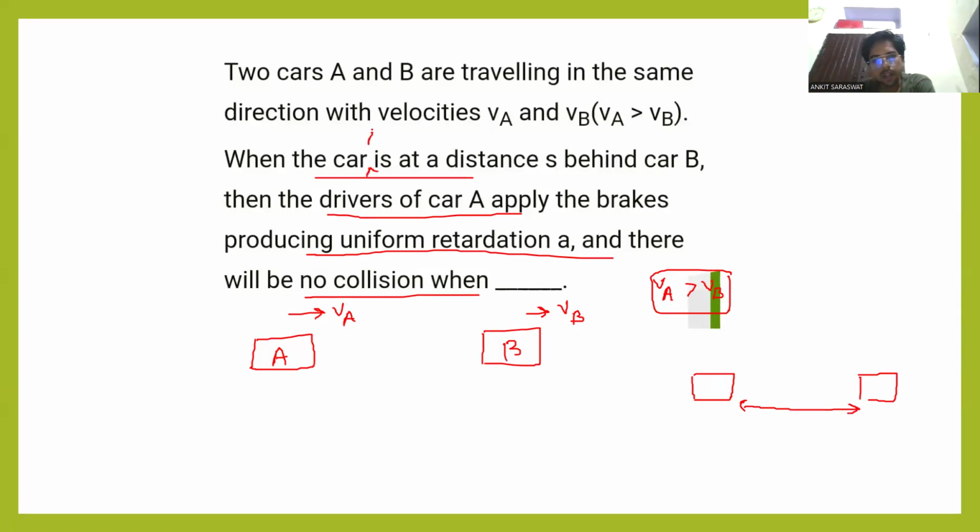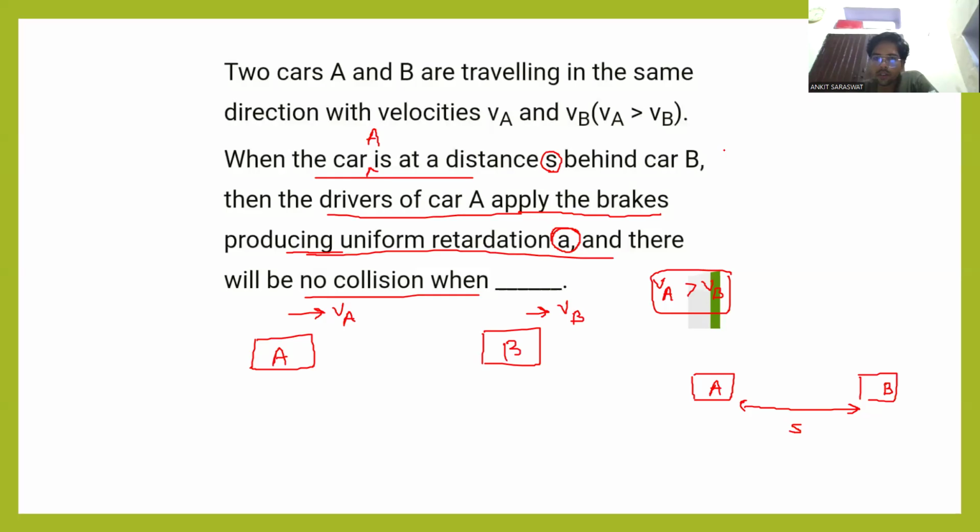this is car A, okay? When car A is at a distance S behind car B, then the driver of car A applies the brake, producing uniform retardation, okay? And there will be no collision. Clear? So he is applying the brake and there is no collision. So the condition is there. Collision will not be there only when the velocity of car A and the velocity of car B are equal.